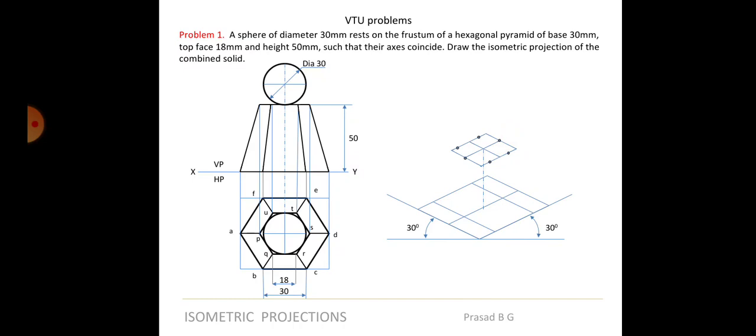So 6 points you will get. Similarly on the base also, where I have already explained, you will get the points A, B, C, D, E, F on the base, and then you can join that. You can first complete that part also, but rather we'll first complete the sphere.